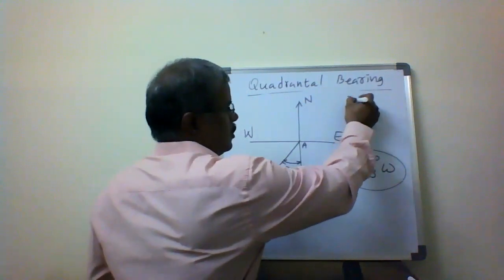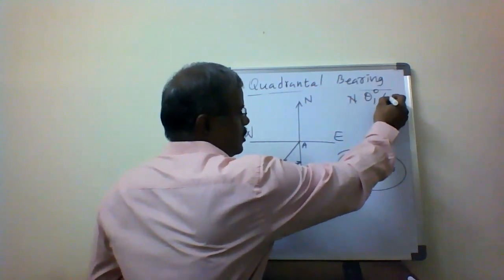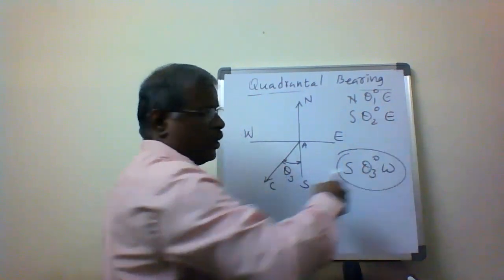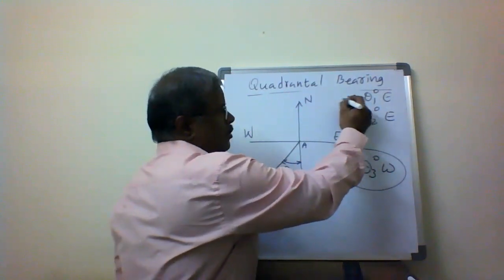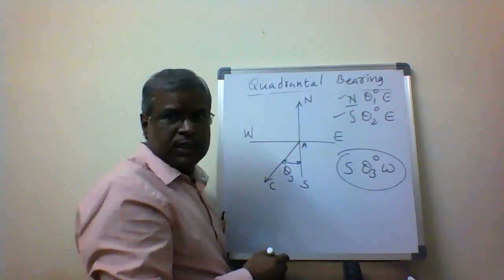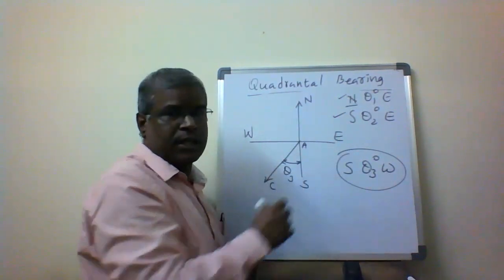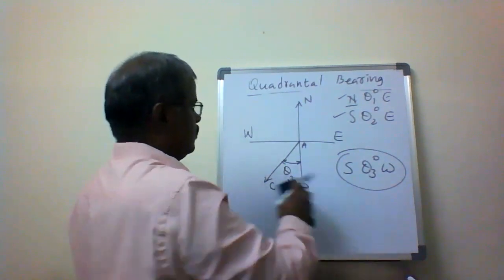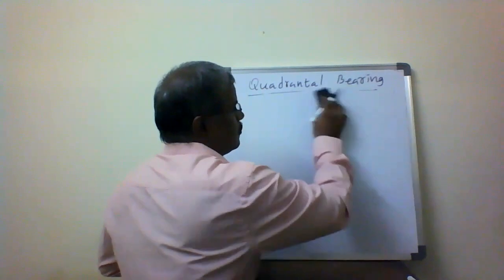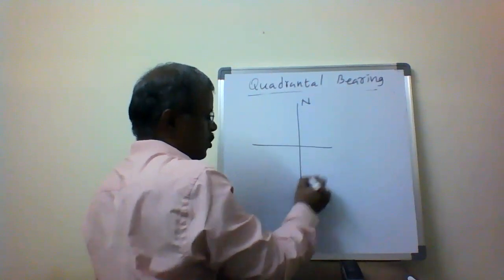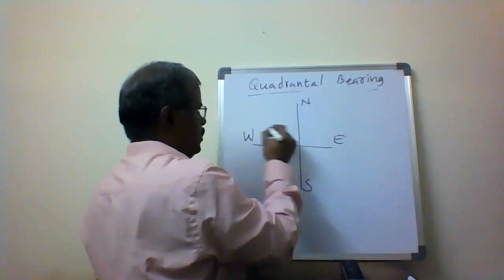So first one is north theta 1 degrees east. Second one is south theta 2 degrees east. Now the first quadrant is north theta 1 degrees east. Second quadrant, south east theta 2 degrees. Third quadrant, south west theta 3 degrees. Like that, in the quadrantal bearing system, the bearings are measured with respect to the directions. Last quadrant is north, south, east, west.